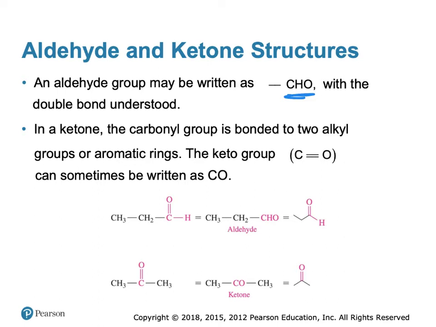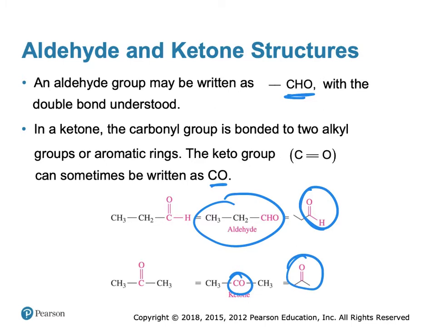In a ketone, the carbonyl group is bonded to two alkyl groups and can sometimes be written as CO, but that's less likely because we don't want to confuse it with an ether. All right, so again, in a condensed structure, you might see an aldehyde represented as CHO. It's pretty rare to see the CO written that way in a ketone, but you have to be able to recognize an aldehyde in a bond line structure or a ketone in a bond line structure.